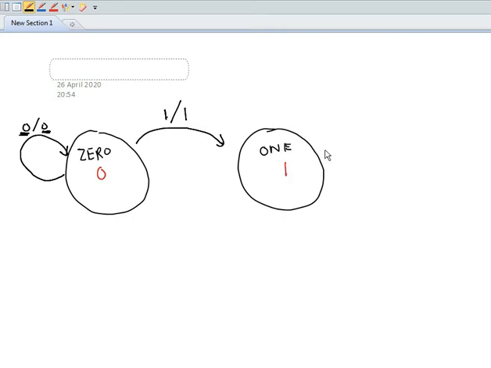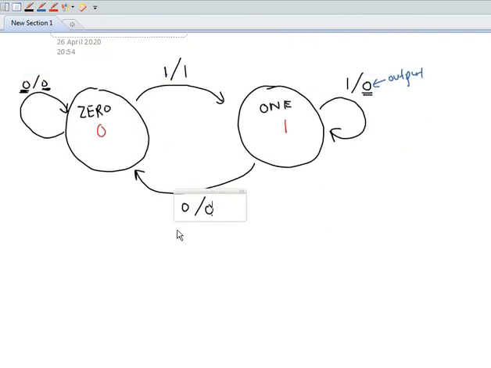While you are in state 1, if you detect a 1 as your input, produce a 0, which is your output, and stay in state 1. Finally, when you are in state 1, if you detect a 0, move back to the initial state and produce an output 0. So this is how you draw the state diagram.